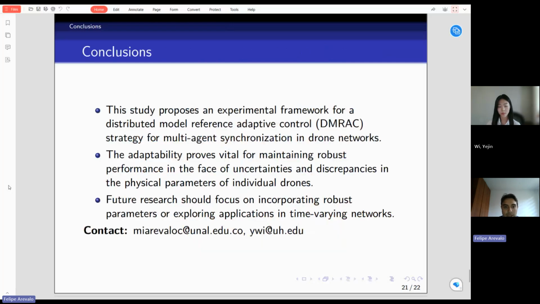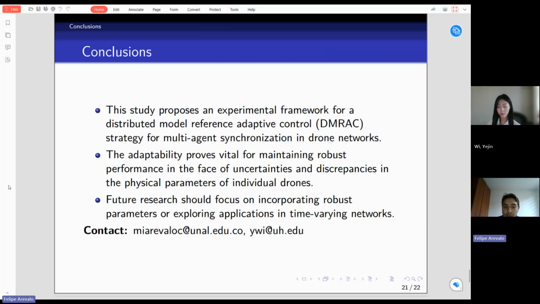As a conclusion, this study proposed an experimental framework for a distributed model reference adaptive control in a multi-agent synchronization scenario. This adaptability proves robust performance in the face of uncertainties or discrepancies in the physical parameters of individual drones that can be found in different types of applications in real life.